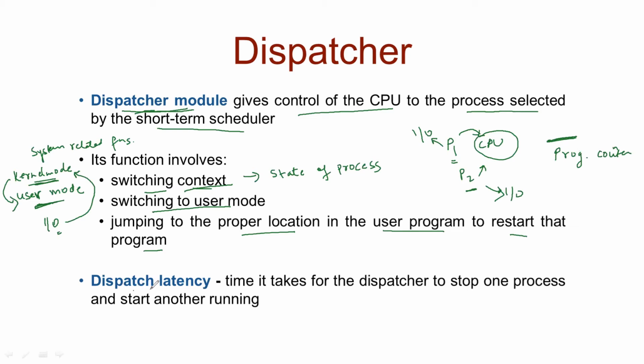Now let's see what is meant by dispatch latency. Switching from one process to another process, jumping to a particular location in a program, switching from user mode to kernel mode, is not done in zero time. There will be some time taken by the dispatcher to do this work, right? The time that is taken by the dispatcher to stop one process and start another running, meaning switching the state from one process to another process, is termed as dispatch latency.